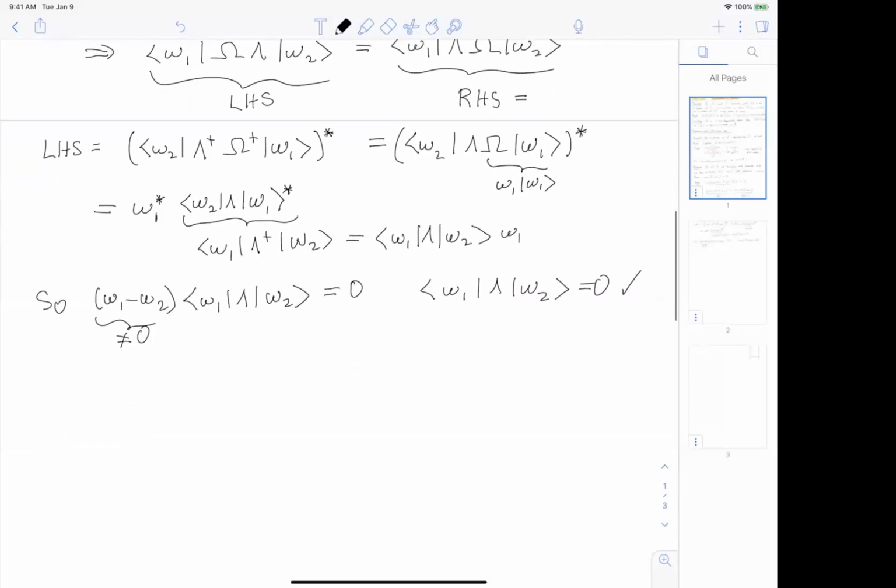Okay, so there's a corollary of this also that's particularly useful. And that is, let's say omega is Hermitian.